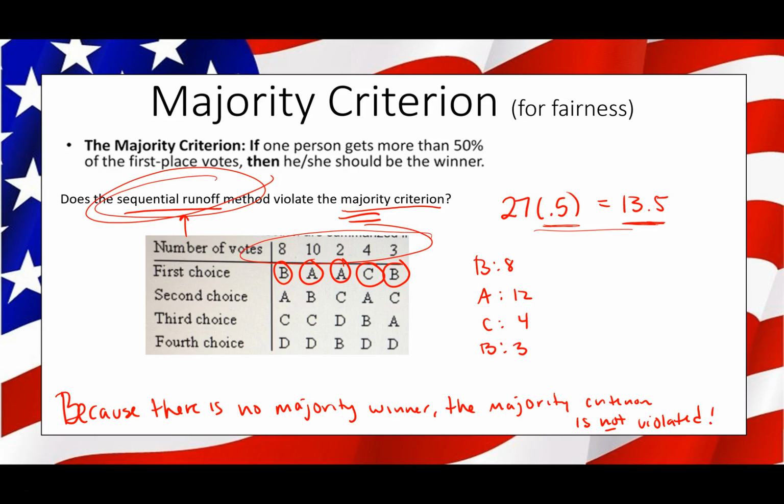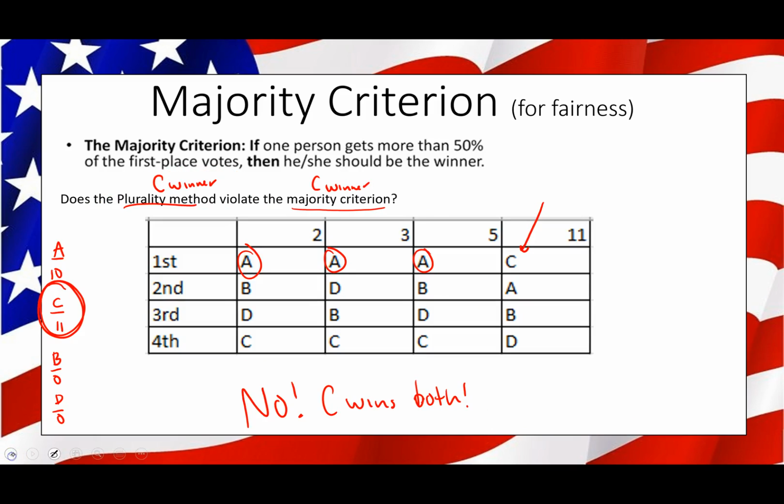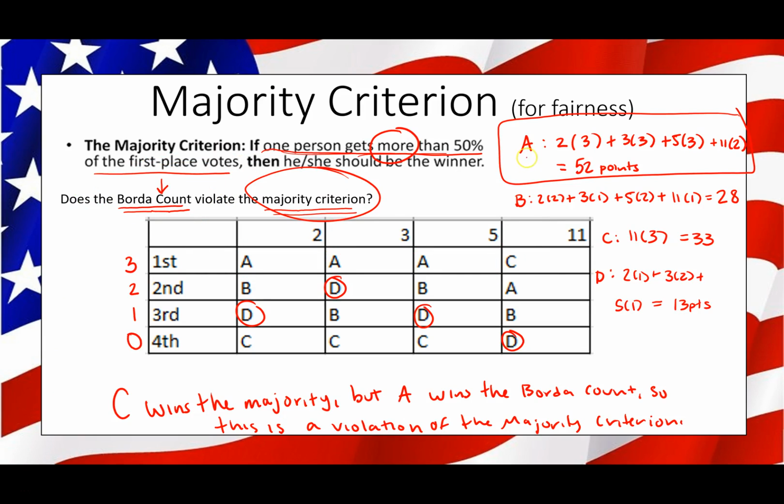Now, if no one has a majority, you basically say the majority criterion is not violated because there is no majority. But let's say there is a majority, like here, C has the majority. You would need to find the other winner and make sure that they match. If they do match, then there is no violation. If they don't match, like A wins the Borda count and C has the majority, then you would say that there is a violation.